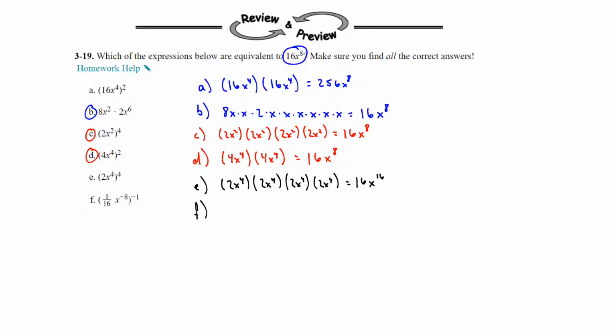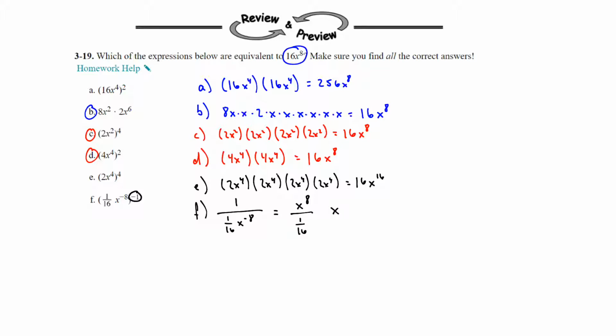And then the last one we have is F. We have 1/16 x raised to the -8th, all raised to the -1. So remember, when it's raised to the -1, remember how to simplify that. It's going to look a little crazy here, but 1 over all of this, 1 over 1/16 x to the -8th. Okay, and then we know that a negative exponent we can rewrite as x to the +8. We have to move it from the denominator to the numerator. But then we still have that 1/16 on the bottom.